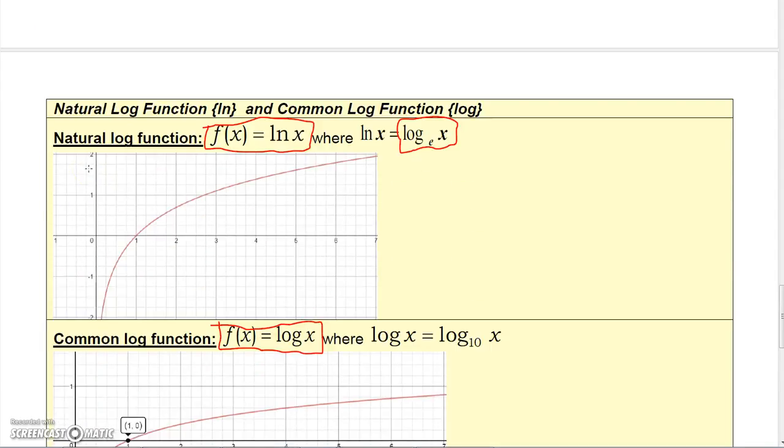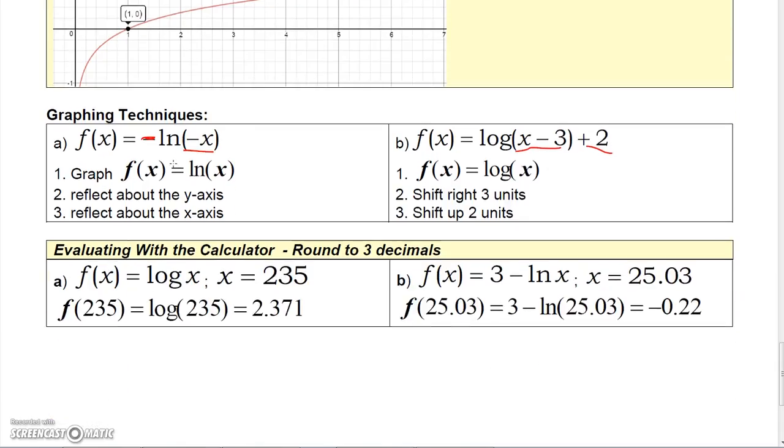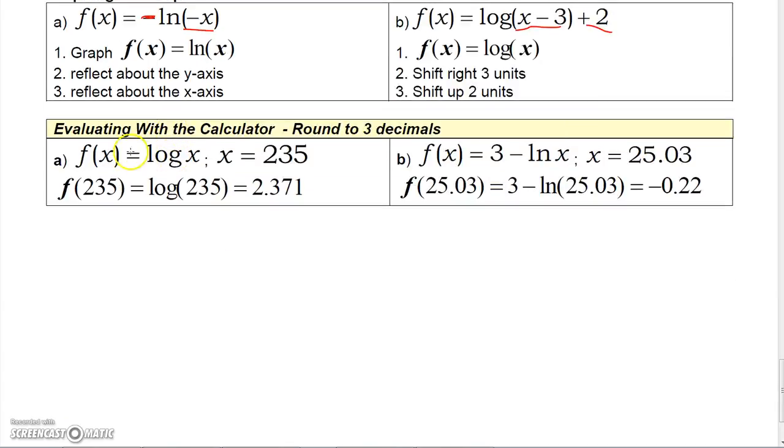Now these logs are easy to graph on your calculator because your calculator should have the keys for natural log and common log. If you see the log key, it's the base 10 log, and if you see the ln key, it's the base e log. And again, make sure you can calculate values for these logs on your calculator.